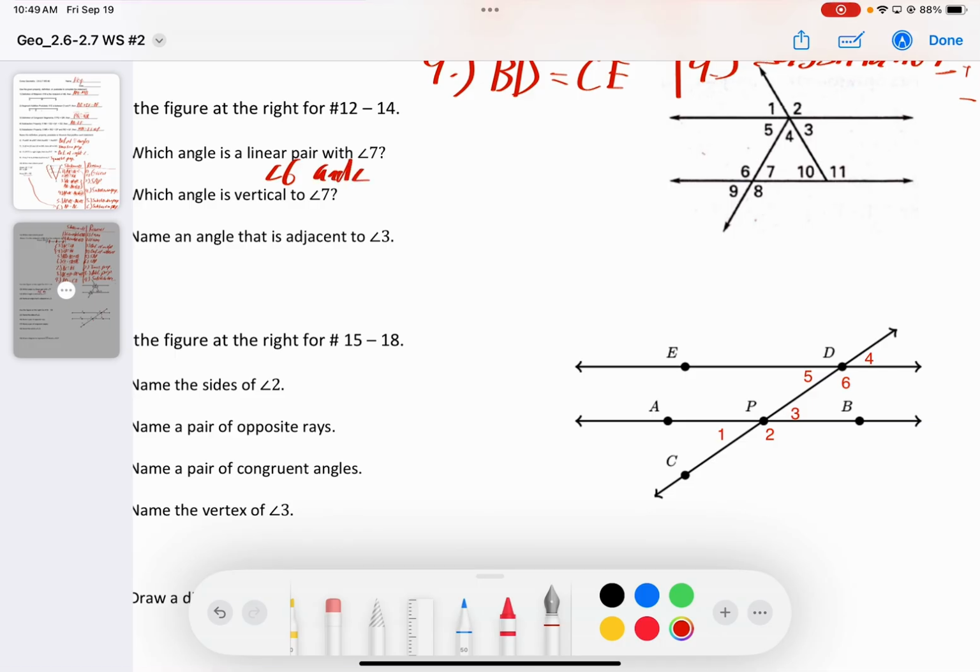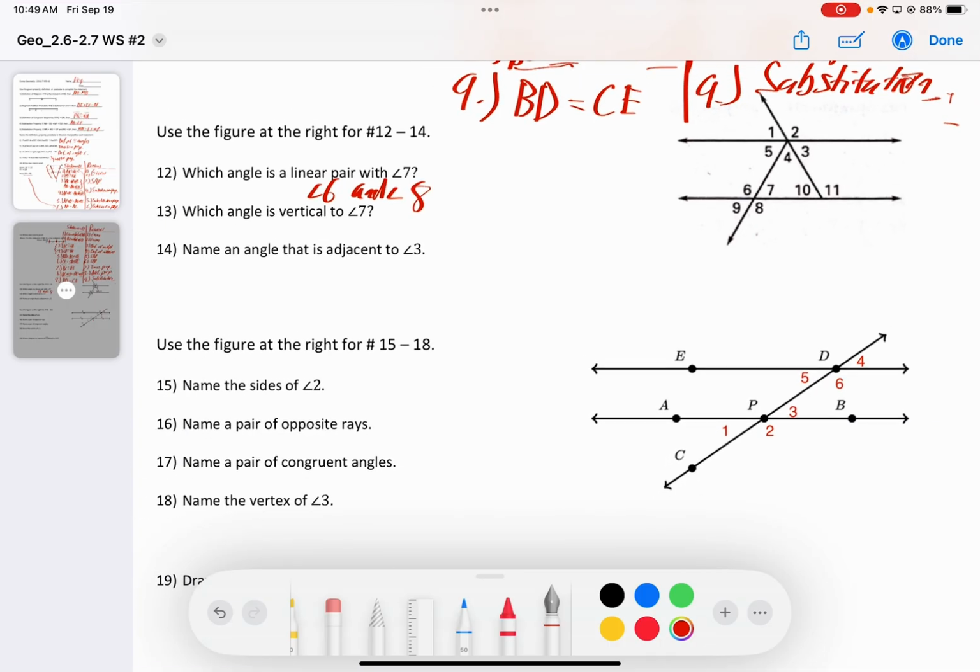What would be another angle that would form a linear pair with angle 7? Angle 8. So you could say angle 6 or angle 8. I said "and," but "or" would have been the better word to use there. What angle is vertical to angle 7? Angle 9. Okay. Don't just put a number. Make sure you put an angle symbol.